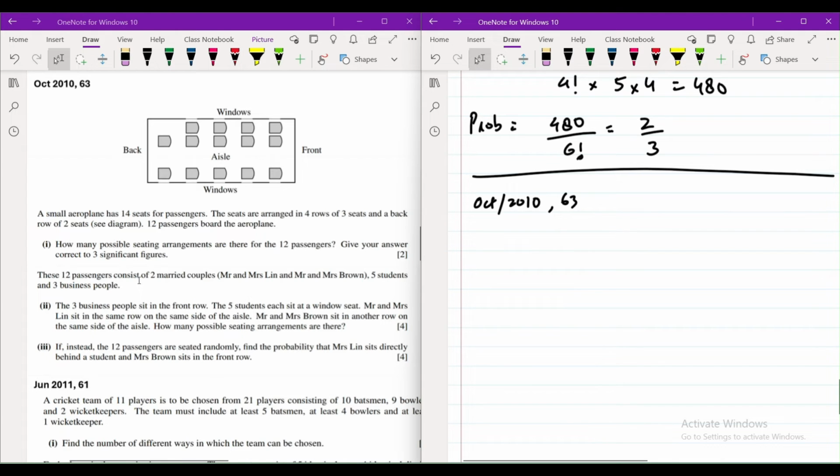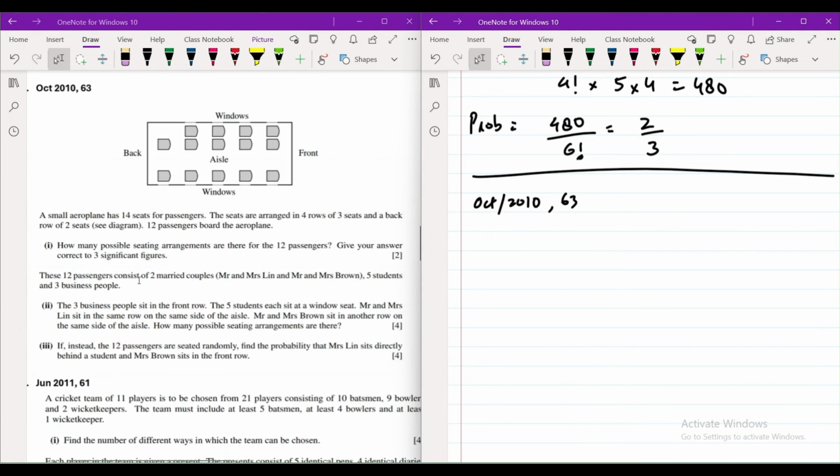Okay, so a small airplane has 14 seats for passengers. The seats are arranged in 4 rows of 3 seats and a back row of 2 seats. 12 passengers board the aeroplane. How many possible seating arrangements are there for 12 passengers? So we have 14 seats, but only 12 passengers need to be allocated. So that's just going to be 14p12.